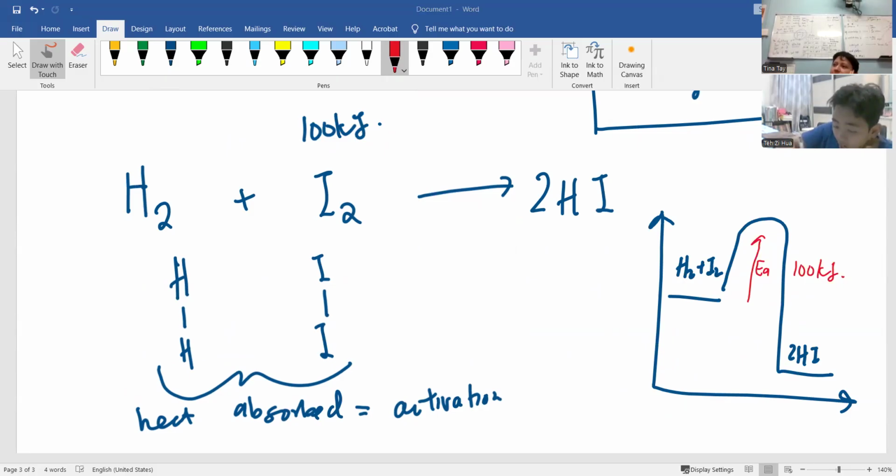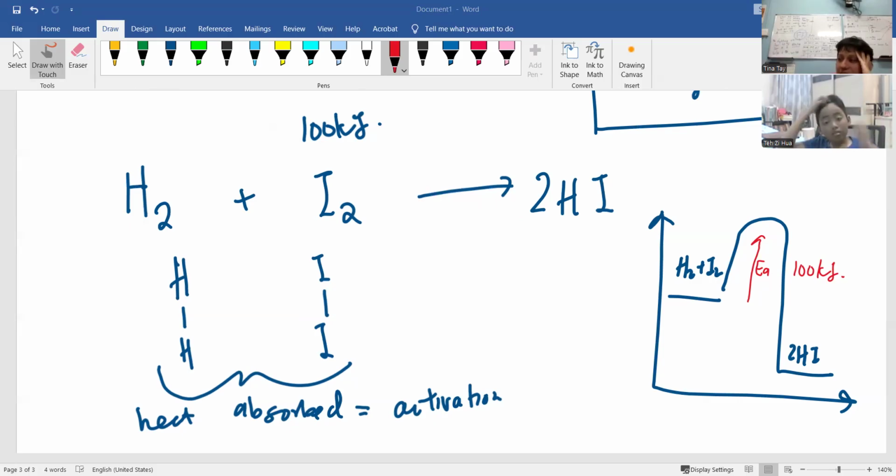So now, in order for them to react, they have to collide. The two particles cannot just look at each other. They have to collide and break the bonds. They have to collide with how much energy? How many kilojoules? 100 kilojoules. They must collide with 100 kilojoules.